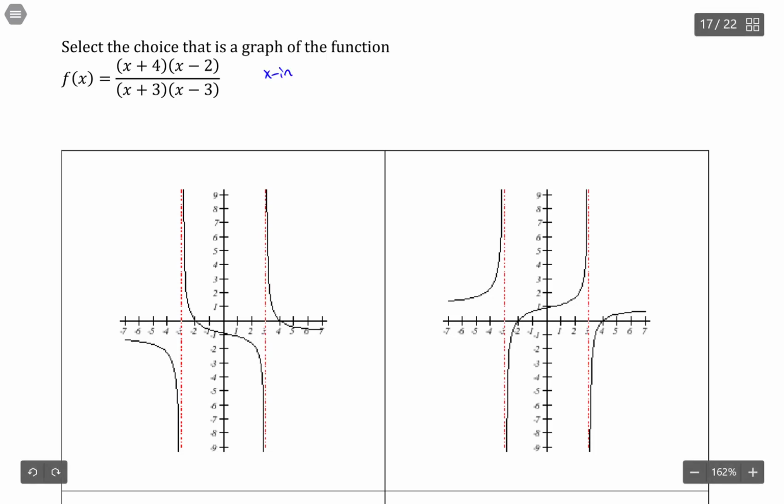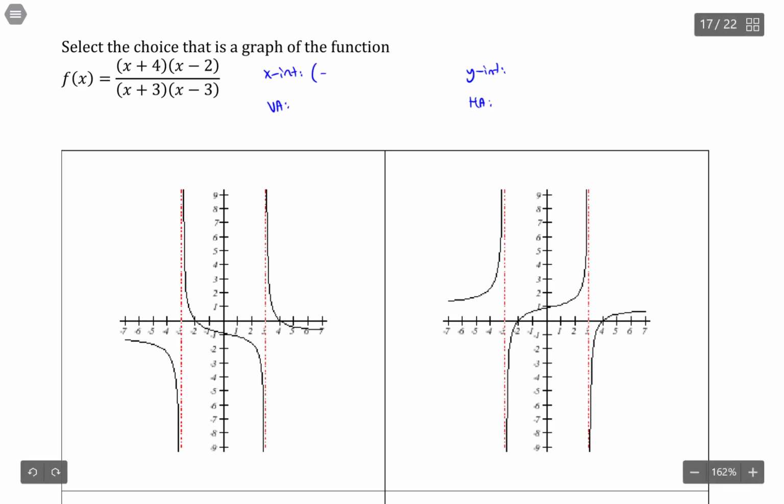The important aspects are x-intercepts, y-intercepts, vertical asymptotes, and horizontal asymptotes. Now, x-intercepts are relatively easy to determine, especially since this is in factored form. We just take each of the factors in the numerator, set those to 0, and that gives us our x-intercepts.